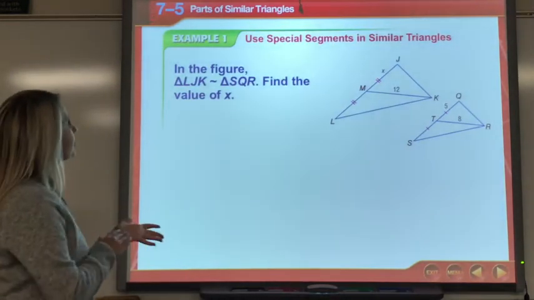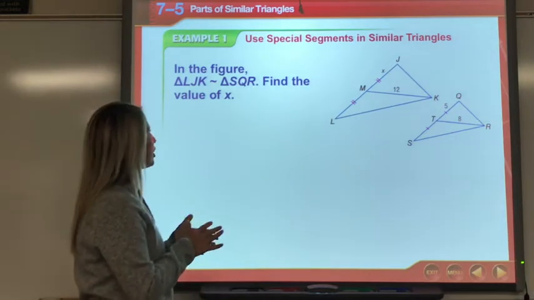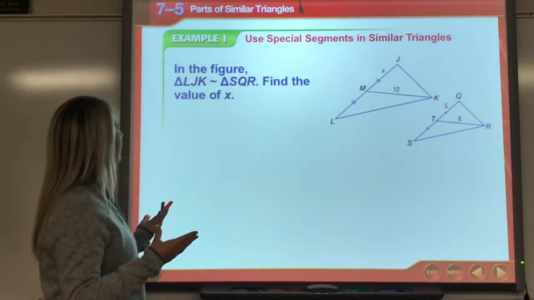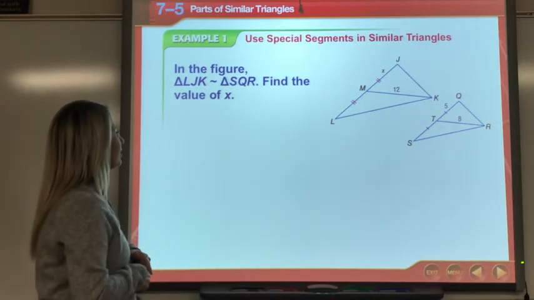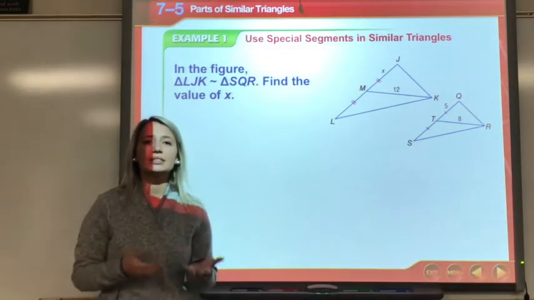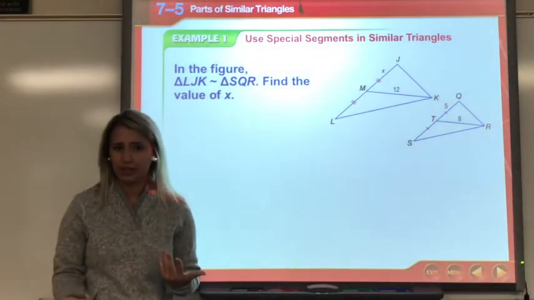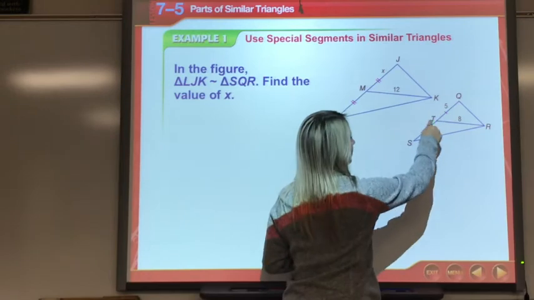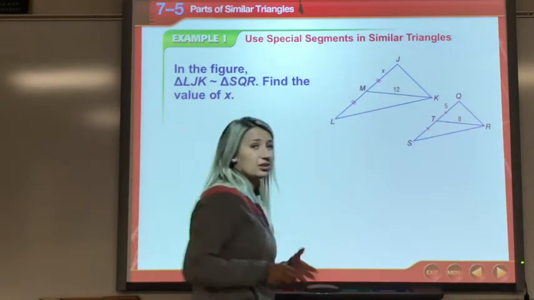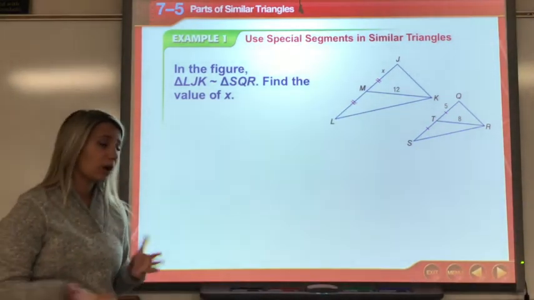Okay, so here we're going to use special segments in similar triangles. So we're given that triangle LJK is similar to triangle SQR. We have to find the value of x. Okay, so we're going to set up some sort of proportion. Well, it looks like we've got these two are congruent, these two are congruent. Looks like we're going to use that medians one.